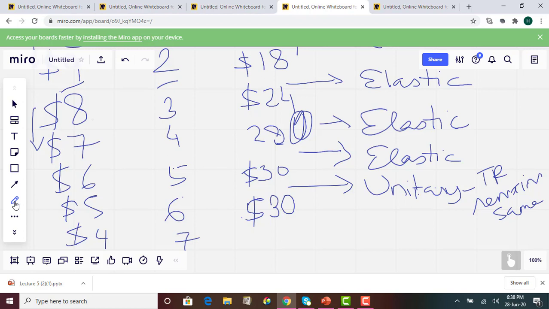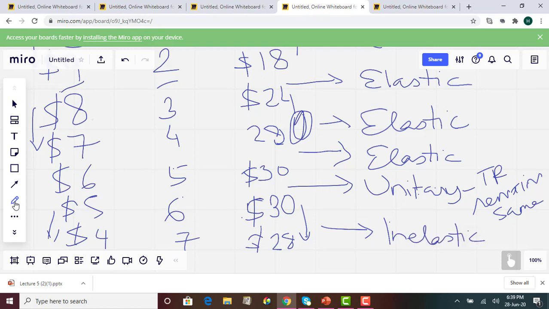When we reduce the price from $5 to $4, what happens to the total revenue? 4 times 7 is 28. In this case, the revenue also dropped. So now they are moving in the same direction. Price and revenue moving in the same direction, which means demand is inelastic in this case.